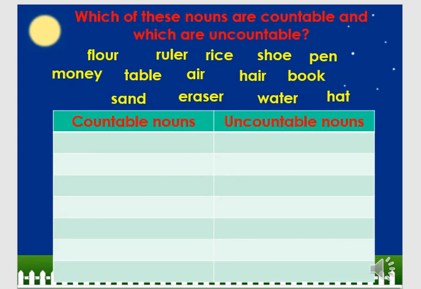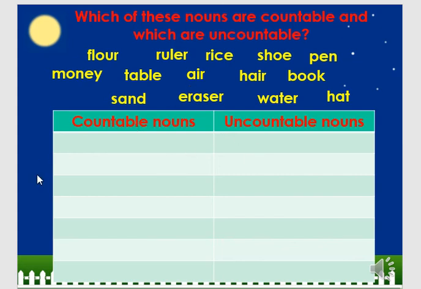So let's do a simple activity to recap what you have learned in primary 1 about countable and uncountable nouns. Now, what are countable nouns? Countable nouns are things that we can count, and uncountable nouns are things that we cannot count. Let's read all these nouns that are given here so that we can proceed with the activity to group them into 2 groups.